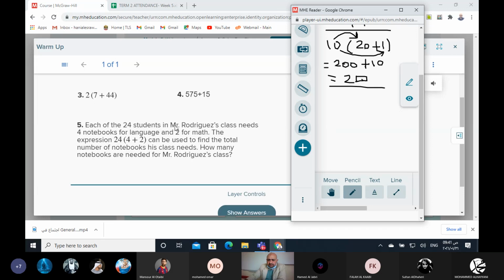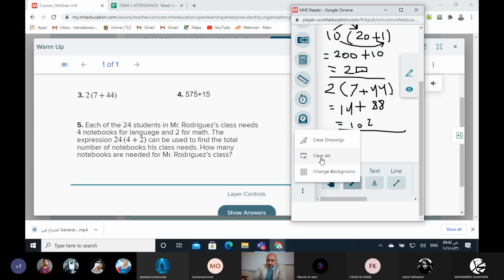Okay, exercise number 3, please. Mr., can I solve exercise number 3? Tell me your answer. 102. Great, Abdullah. So what can I do here? How to solve this problem? We do 2 times 7, which is 14, plus 2 times 44, which is 88. And then we add them together and the answer is 102. Great work, thank you, Farah.